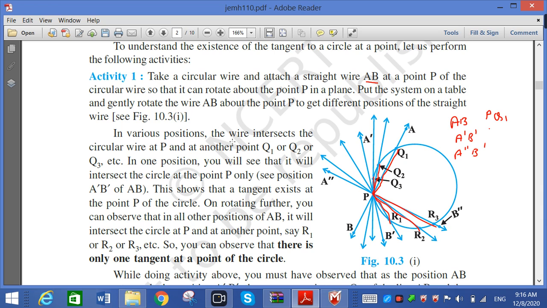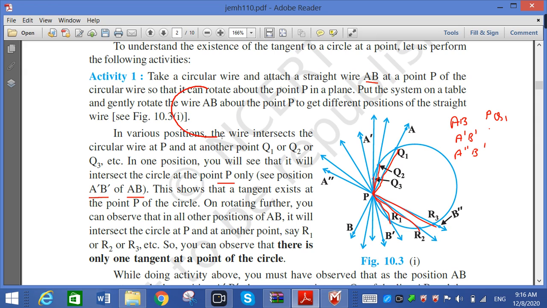In various positions the wire intersects the circle at P and at another point Q or Q1, Q2, etc. In one position you will see that it will intersect the circle at the point P only. See A dash B dash of AB. The A dash B dash line of AB will touch at only one point. This shows that a tangent exists at only one point.